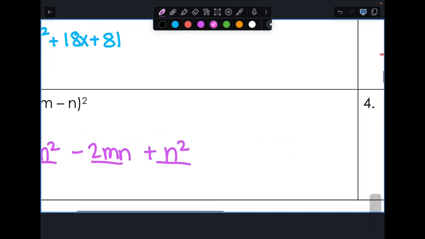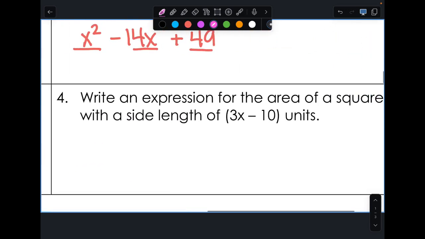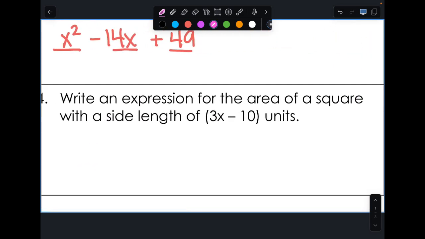Let's look at number 4. It says, write an expression for the area. What is area? How do you find area of anything? Multiply it times itself, because it's a square, right? Square means that the sides are all equal. They're all the same.